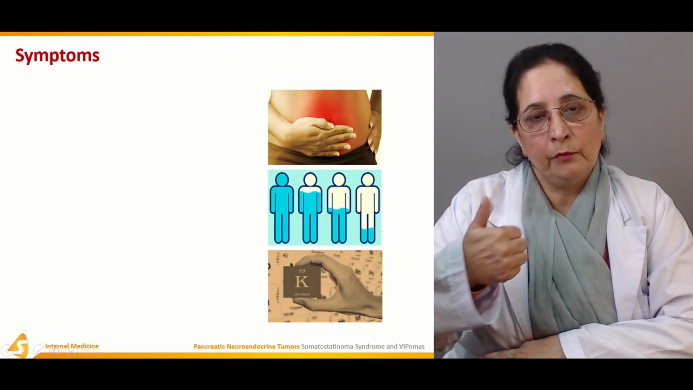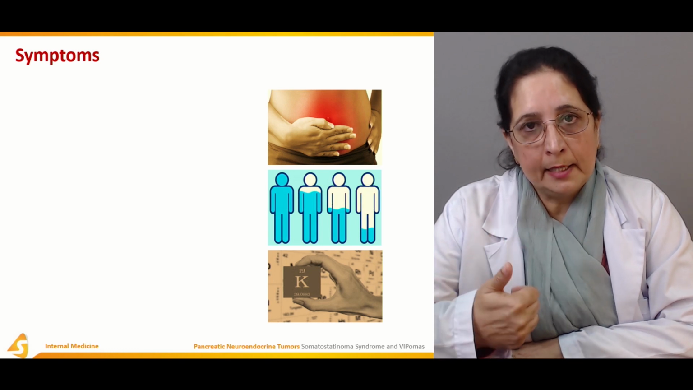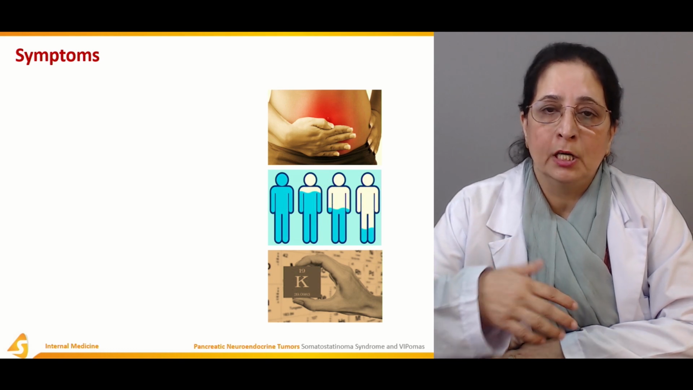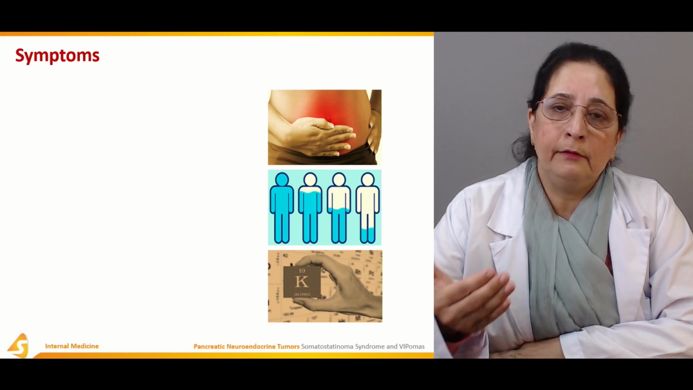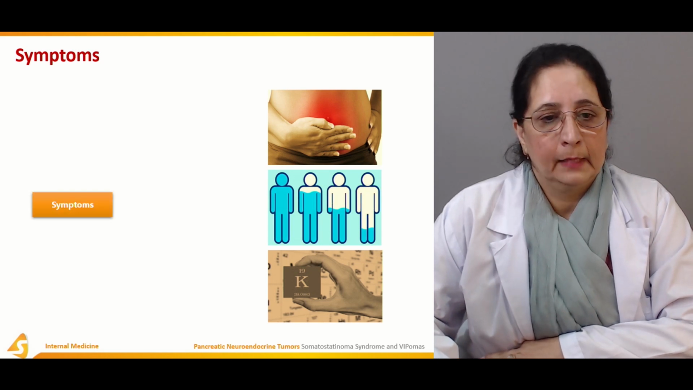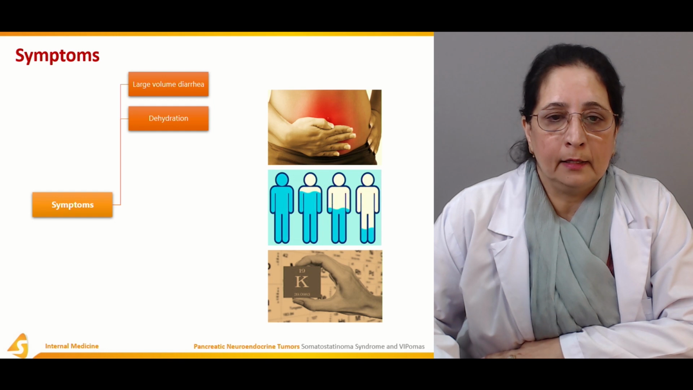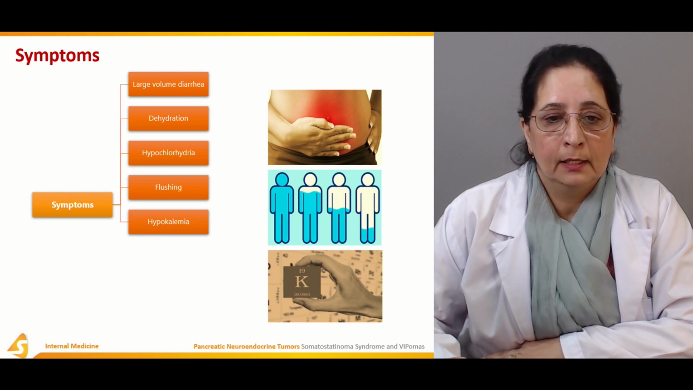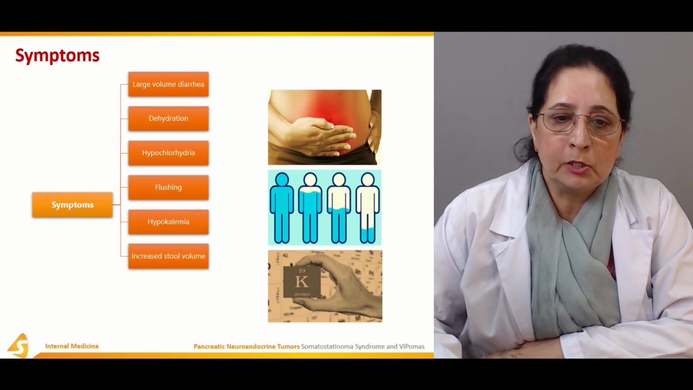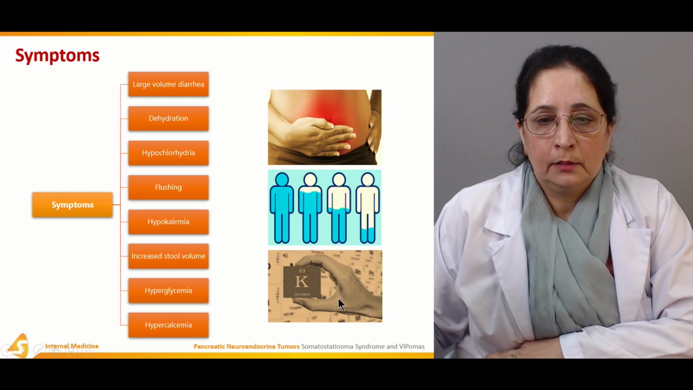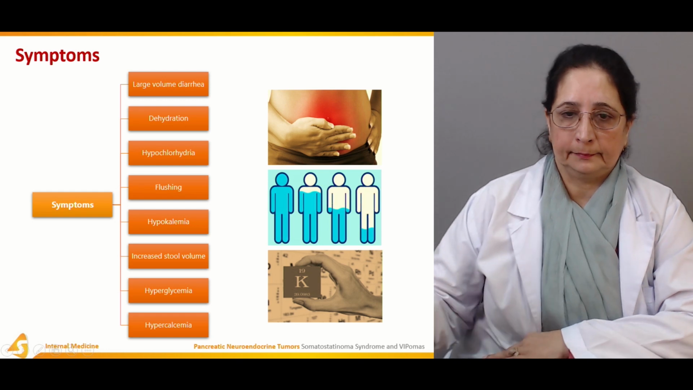Symptoms of VIPoma. Now we know there is very bad, large volume diarrhea, then there is hypokalemia and dehydration. So the features associated with the VIPomas will be mainly these three features. Symptoms: large volume diarrhea, dehydration, hypochlorhydria, flushing, hypokalemia, increased stool volume, hyperglycemia, and hypercalcemia. So you can see there is very bad flushing or redness present.